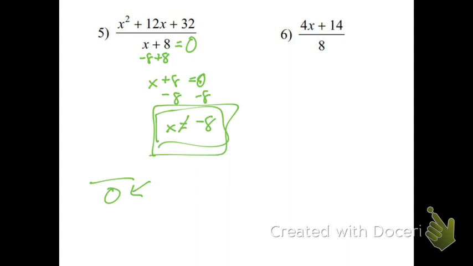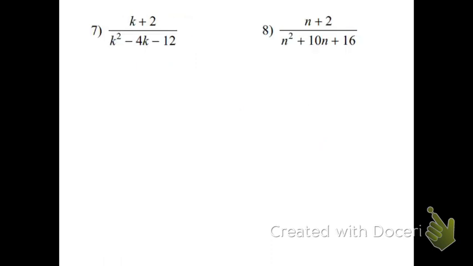Now, I'm happy that 6 is here as well because can you set 8 equal to 0? No, that doesn't work. You can't set a number equal to 0. You can set a variable equal to 0. So there are no excluded values there. X can be anything. All right, moving right along.